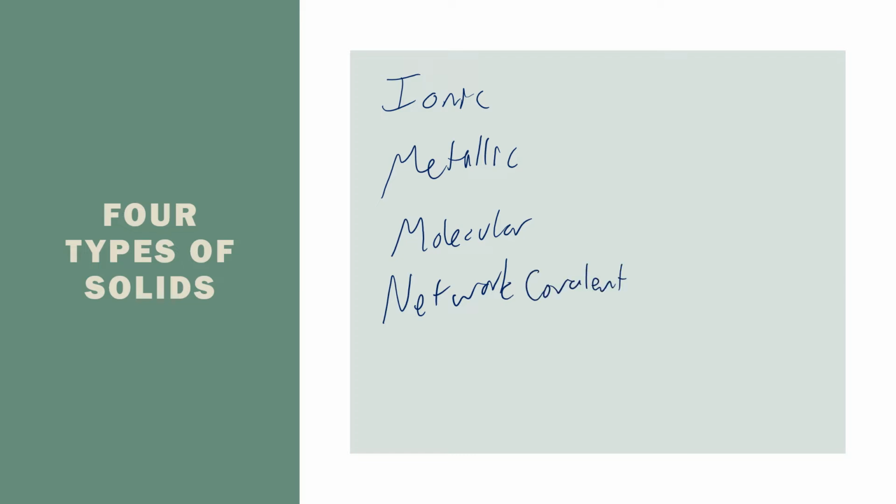And the predominant bond that we're going to talk about for each of them: ionic compounds have ionic bonds, metallic substances have metallic bonds, molecular have covalent bonds and intermolecular forces, and network covalent just has covalent bonds.